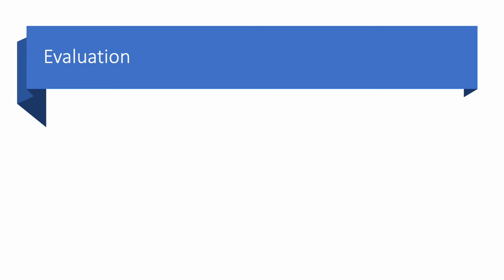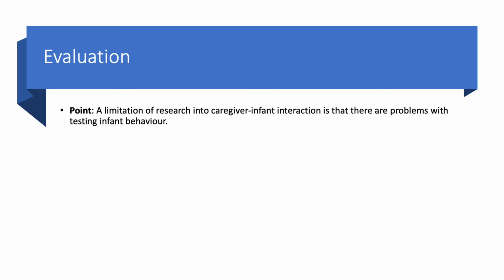As I go through these 5 evaluation points, I don't want you to write it out word for word. I want you to write it up in note format. I have written them out as PEELs for you today, just so we can really see how we can get full marks for evaluation and how we need to explain our points and how much evidence we need as well. So our first point is a limitation, and a limitation of research into caregiver interaction.